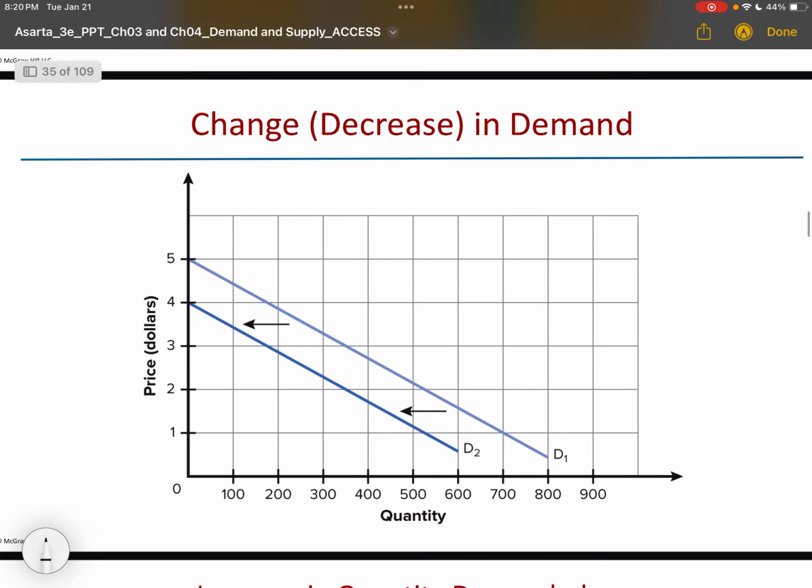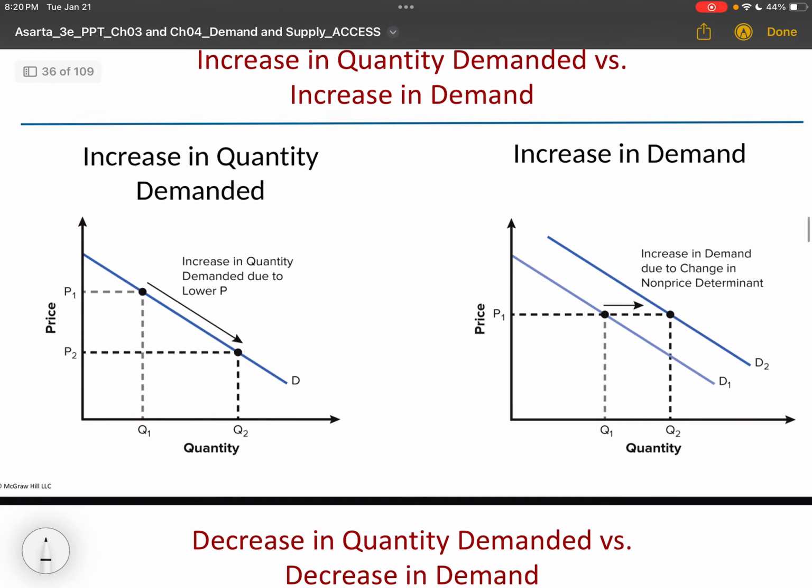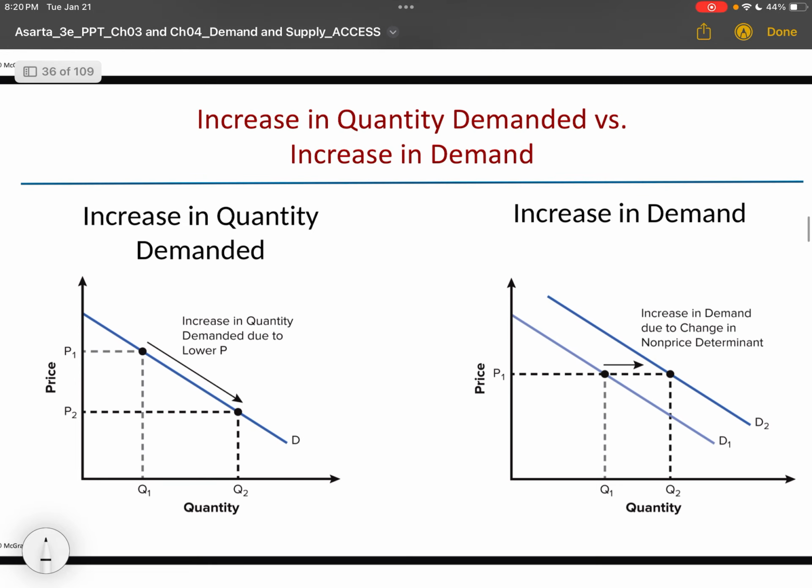A decrease in demand is when we shift the demand curve to the left from D1 to D2, like that, as you can see on the slide. Hopefully you are looking at the slide and not playing this in the background. Okay, side by side, this is what you have.